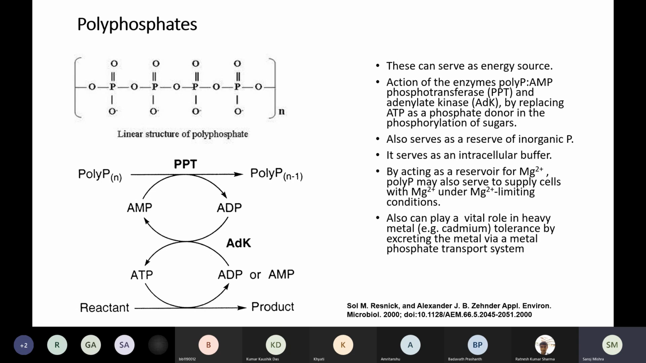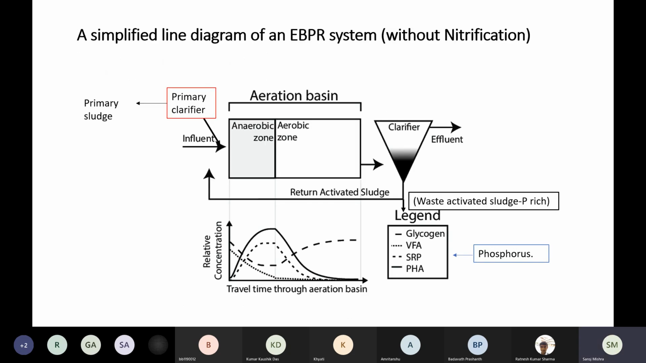That is synthesis of acetyl coenzyme A into a polyhydroxyalkanoate and polyphosphate, which are very characteristic features of these particular groups of microorganisms, which are called the phosphate accumulating organisms. And their role is extremely crucial in biological phosphorus removal. So now here is a very simplified diagram of an enhanced biological phosphorus removal system, without nitrification.